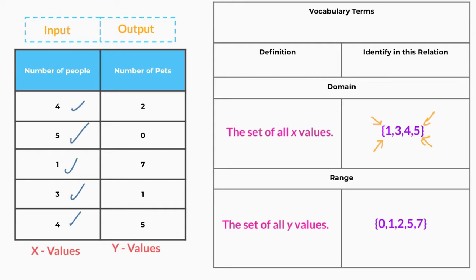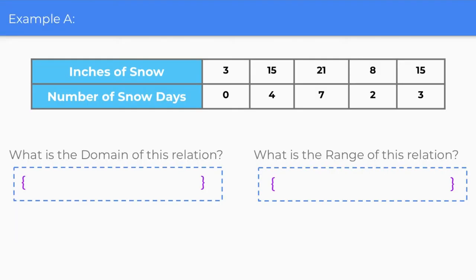Now let's practice with example A. Taking a look at example A, we've got a table there that talks about inches of snow and number of snow days. So we need to figure out which one is our input, which one is our output, so we know which one is our x and which one is our y. We can see that the inches of snow is going to affect the number of snow days, not the number of snow days affecting how many inches it snows. So in that case, our inches of snow is going to be our x, and our number of snow days is going to be our y.